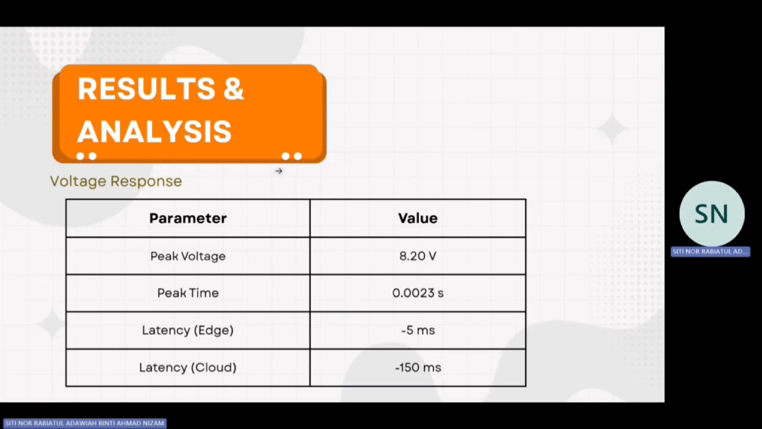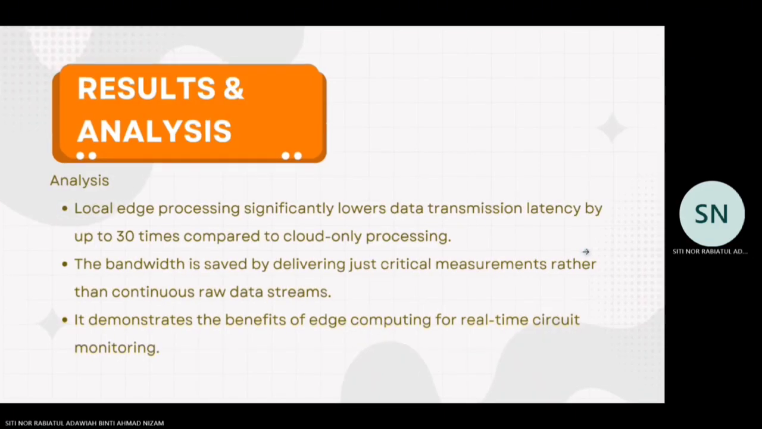From this result, the voltage across the capacitor rises quickly following the step input, peaking at around 8.20 volts at 0.0023 seconds. It also indicates the transient behavior. Next, for the analysis part, first, local edge processing significantly lowers data transmission latency by up to 30 times compared to cloud-only processing. Next, bandwidth is saved by delivering just critical measurements rather than continuous raw data streams. And lastly, it also demonstrates the benefits of edge computing for real-time circuit monitoring.